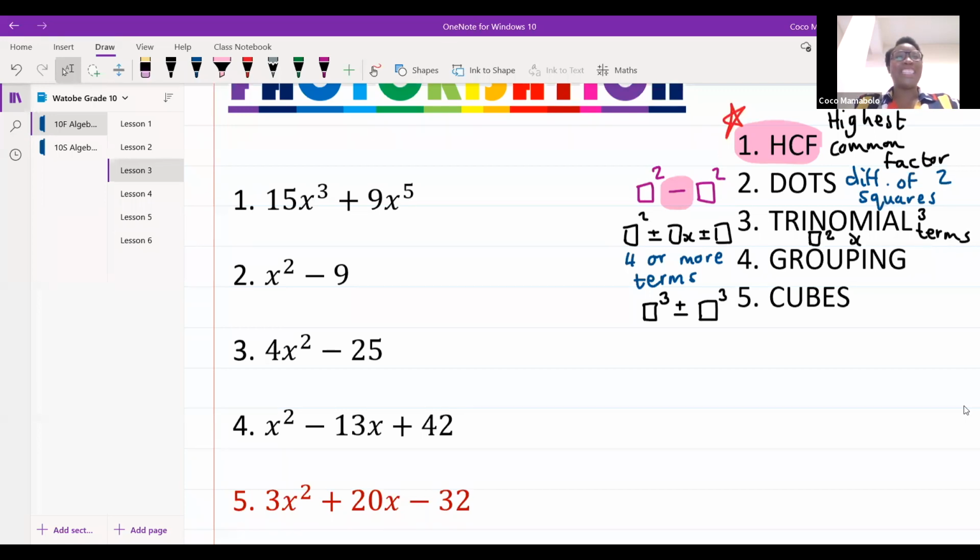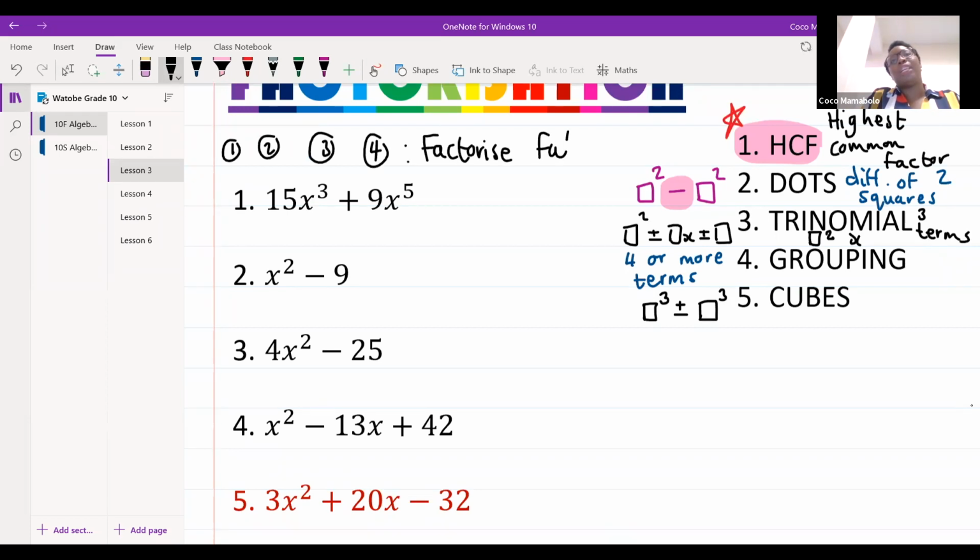I'm stealing a minute from you, so you now have 5 minutes. Try questions 1, 2, 3, and 4. The instruction is factorize, and I cannot emphasize enough, factorize fully. Don't leave any stone unturned. Okay, you have 5 minutes.